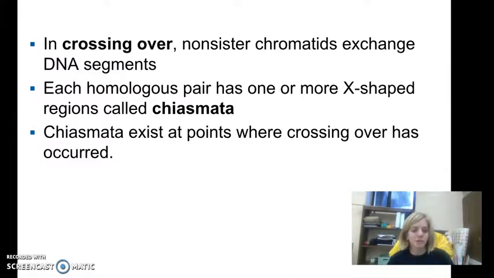Then, once your chromosomes are paired up with their homologous buddies, a process called crossing over occurs. And this is where non-sister chromatids exchange DNA. With our homologous chromosomes, each of these pairs has some X-shaped region, at least one, sometimes more, called chiasmata. And these chiasmata exist where crossing over has occurred.